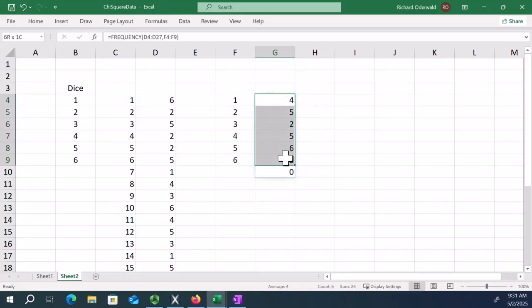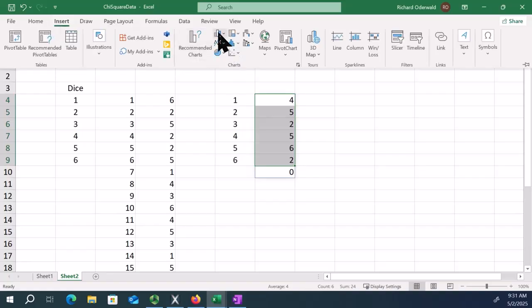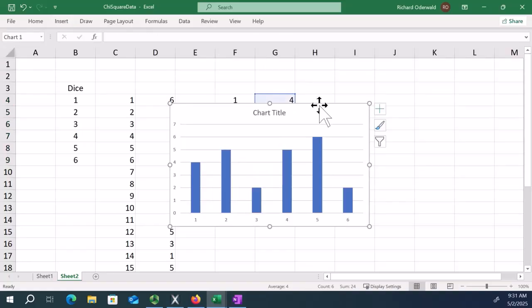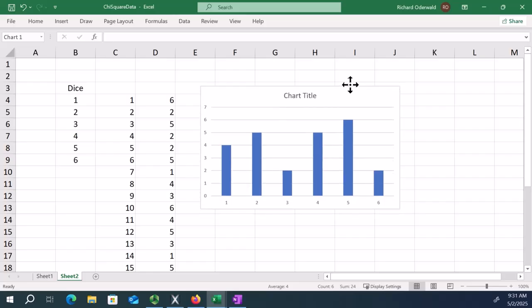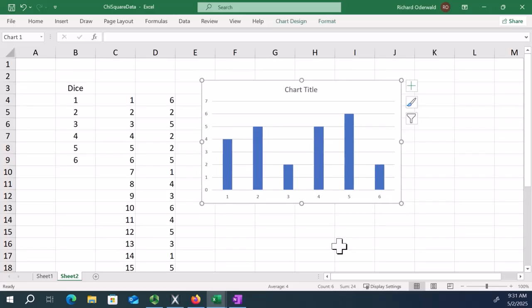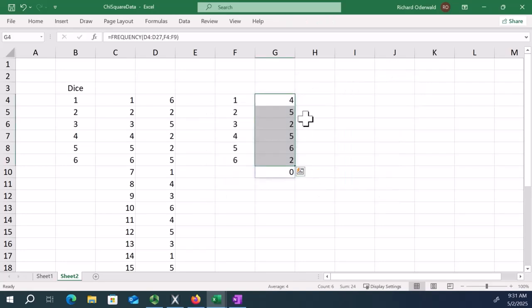If I do this as a histogram, I want a chart, I want a histogram. What would it look like if everything was the way it was supposed to be, equally likely? Each one would be 4. They aren't 4. But I want to know, is this different than 4 of each? All right, there's my observed values.